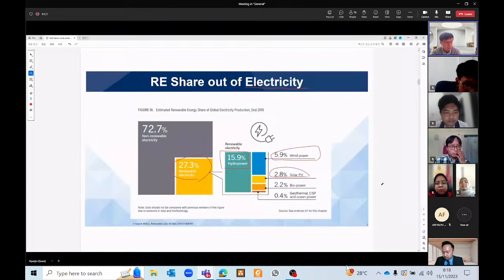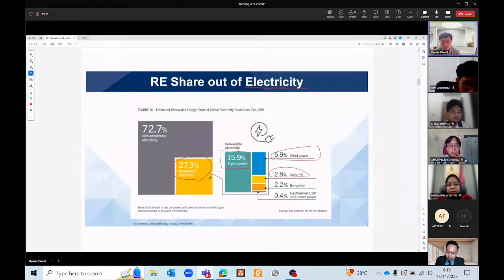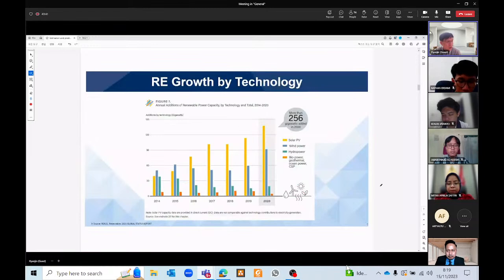I'm not sure about your country, but in Korea, we are a little bit far from this value. This is a global mean. Probably your country may have more than 27%. The area grows by technology.